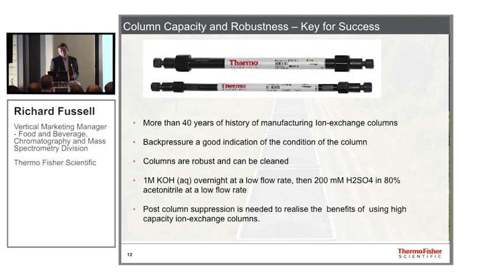The way that we clean them, to give you an idea, is that we pass through 1 molar potassium hydroxide overnight at a low flow rate. Then we change to sulfuric acid in acetonitrile, and that's normally good enough. In the past, we filled it with a high concentration of acid and used to cook it in the oven for an hour at 60 to clean it. The columns survived. It was a bit aggressive, but it used to work.